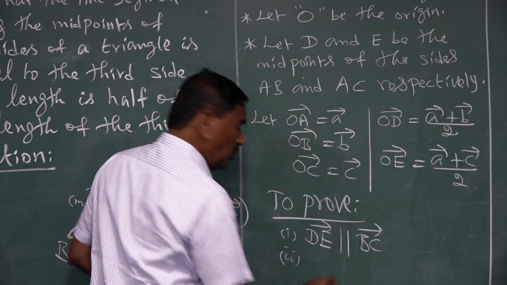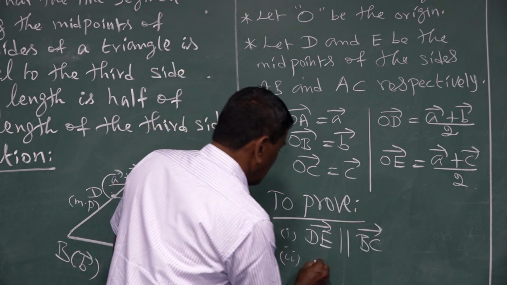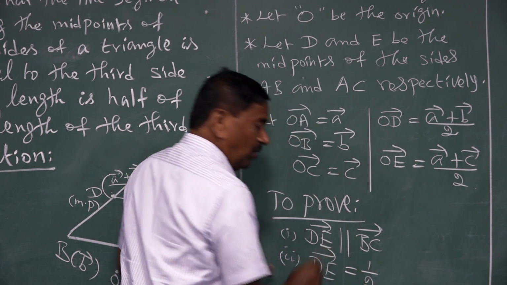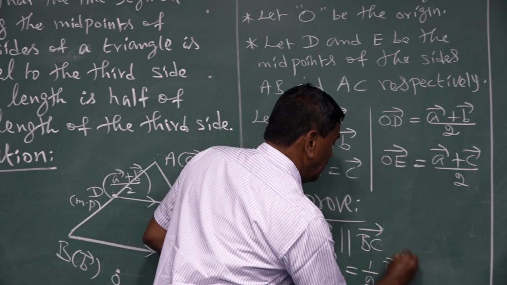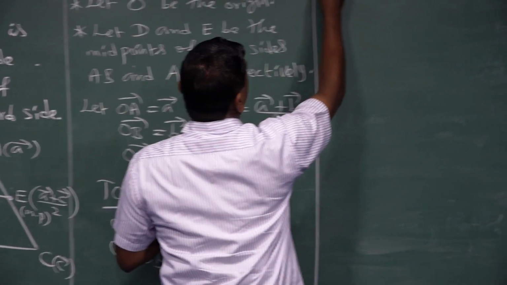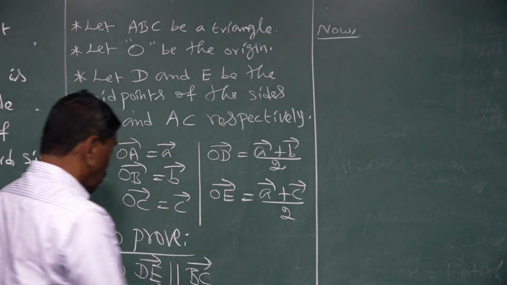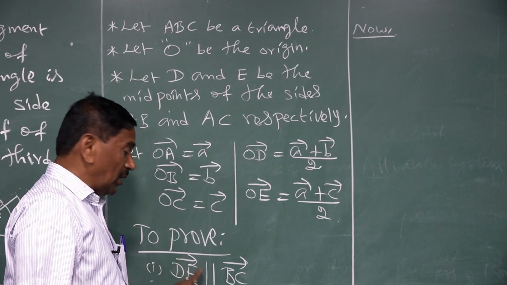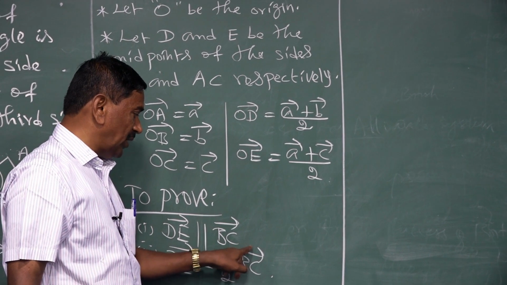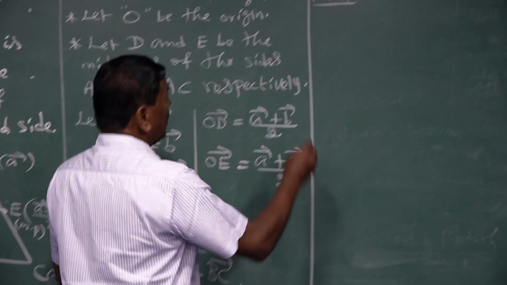Okay. Result 2 is DE is equal to half of BC. That is, DE vector is equal to half of BC vector. So these two results we have to prove. Okay, now listen. Now we want to prove DE vector is parallel to BC vector and DE vector is equal to half of BC vector. So first consider DE vector.